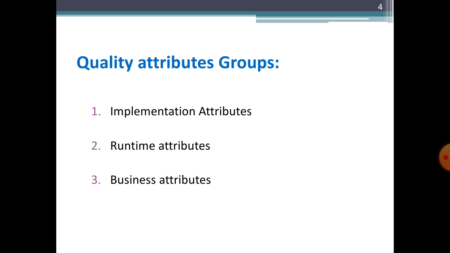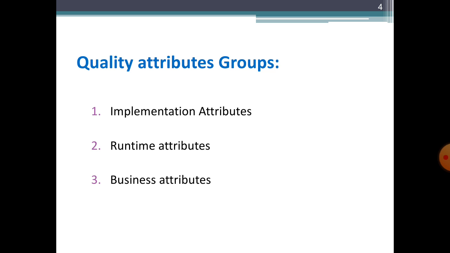As the name suggests, the runtime attributes are those attributes which are actually observable at runtime. So students, what are the runtime attributes? Like the ones which we can assess the quality of only after running the system, like the availability of the system, usability of the system, performance of the system, efficiency of the system.